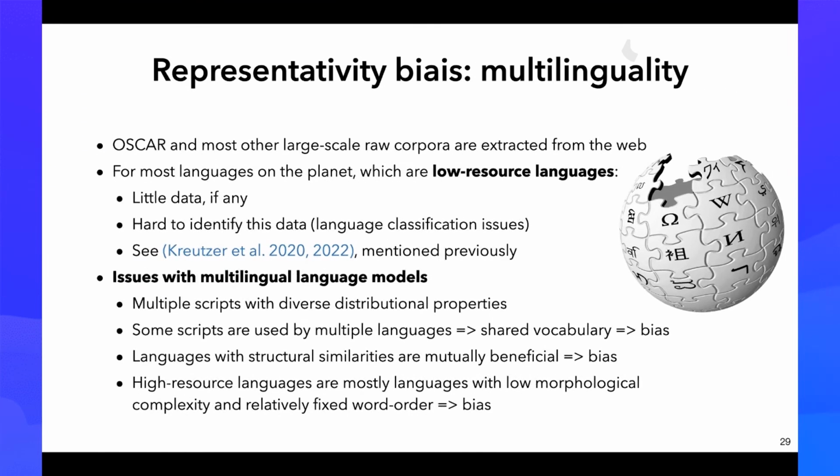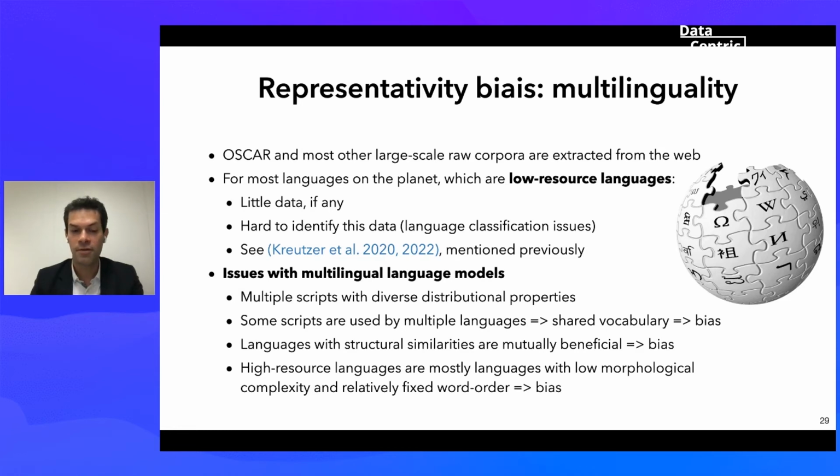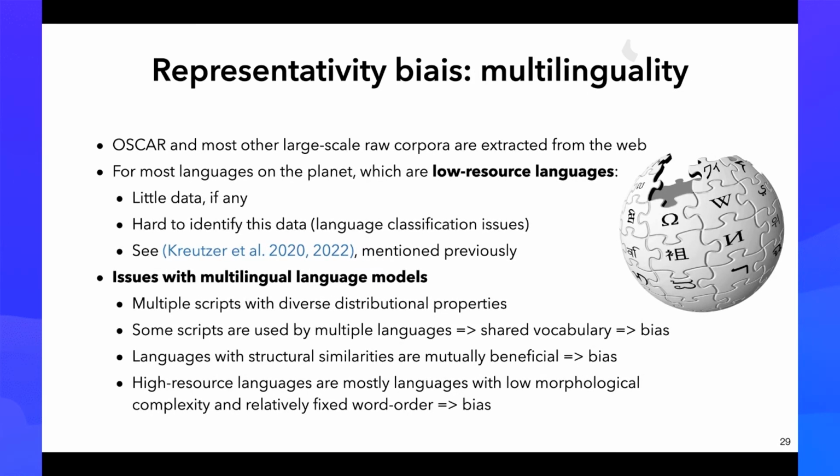This results in issues with multilingual language models. Firstly, multiple scripts are represented in multilingual language models, and these scripts might have very diverse distributional properties, which create biases. Indeed, some scripts are used by multiple languages, thereby creating a shared vocabulary, so the languages involved benefit from one another, which creates bias. Languages with structural similarities are mutually beneficial. This is one of the bases of transfer learning between structures in such models, and this also creates biases. And of course, as you probably know, high-resource languages are not very representative of the diversity of languages on the planet. Most of them have low morphological complexity and relatively fixed word order. Because they are highly represented, this also creates a bias.